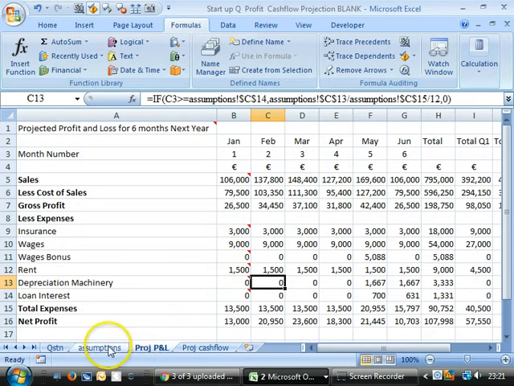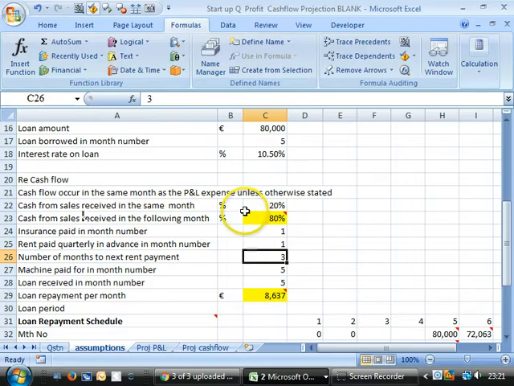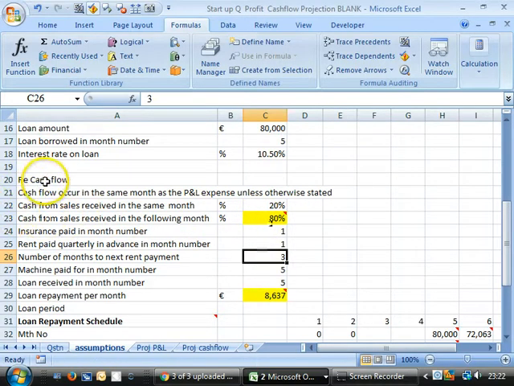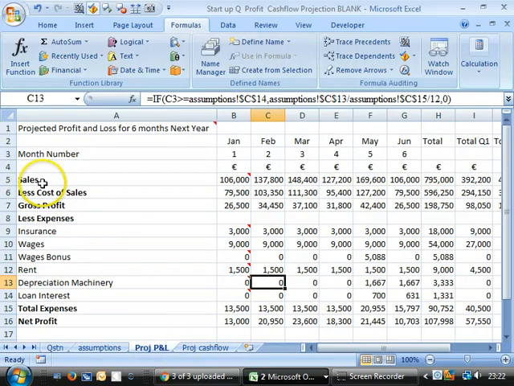We need to, of course, have the assumptions for the cash flow typed in. You'll find all of these in the question. I'm just going to draw your attention to two of them. I've highlighted them in yellow. Now, the key thing about the cash flow is what we're talking about here is when do we actually get the money from the sales, and when do we pay out the money for the cost of the sales and the insurance and the wages.